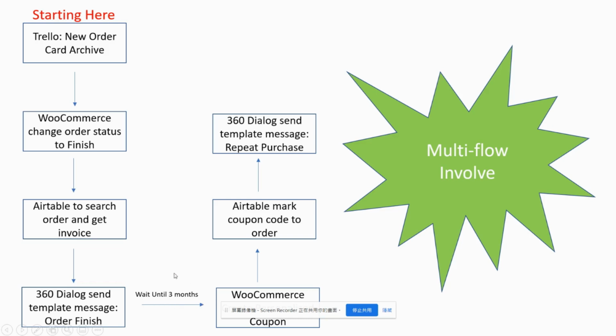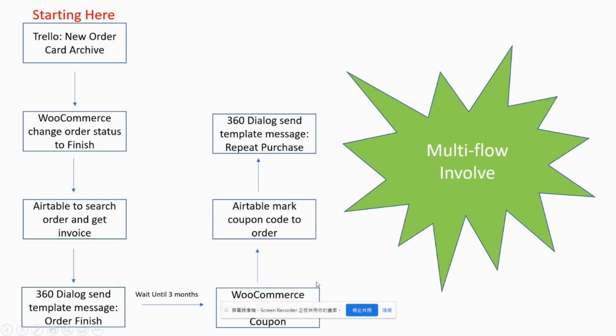Okay, then you can see in my flow there's a wait until 3 months. What does this stand for? Why wait 3 months? Because as I mentioned before, I'm a fashion store owner. So after 3 months, it is recommended for customers to buy some new clothes, or for the hygiene issue, to purchase new socks for their feet. So I need to wait for 3 months.